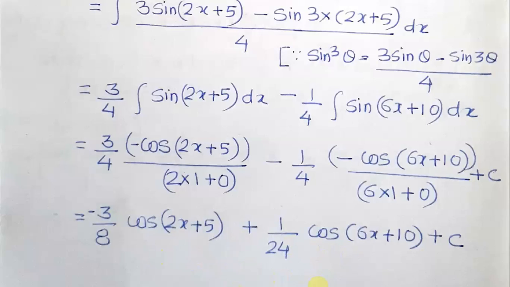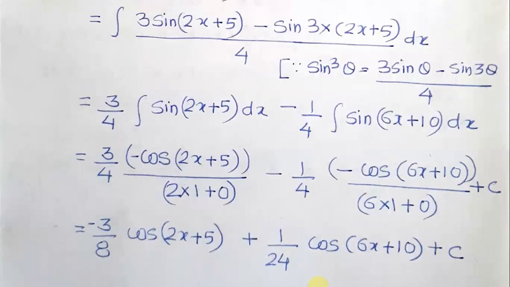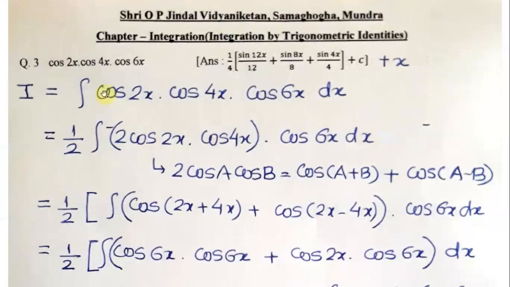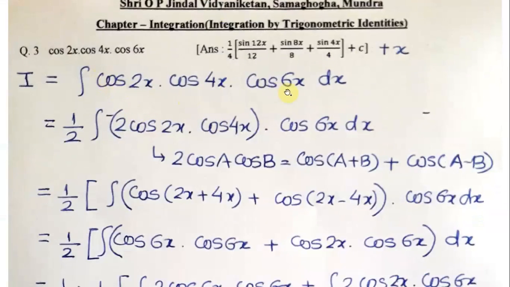Okay, so now questions number 1 and 4 are over. Let us see the next question. Question number 3. I took 4 first because the first and fourth were the same. Now let us see question number 3. In question number 3, you observe that three different trigonometric ratios are given and we need to integrate them.